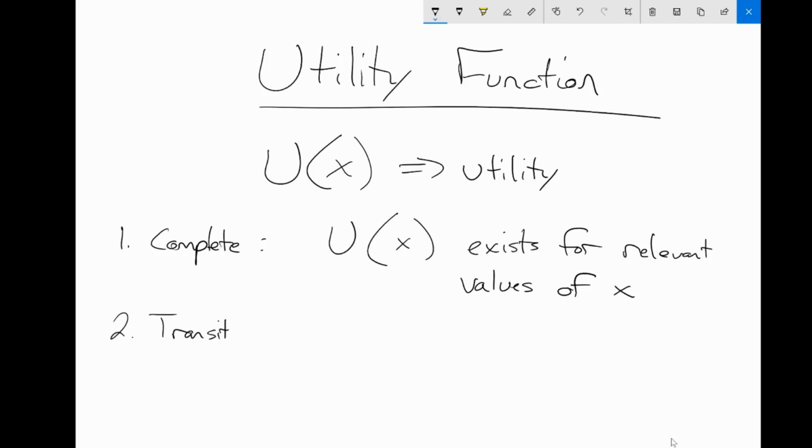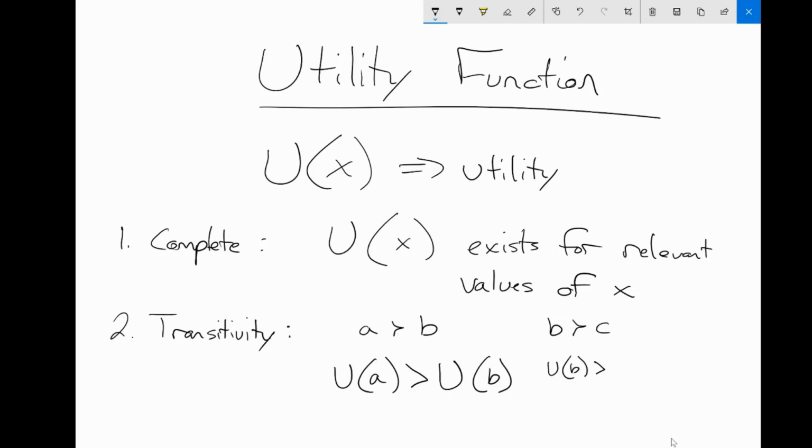Transitivity. All right. Transitivity means that those same principles that we laid out before are going to apply for the utility function. Let's say if I preferred A to B, that means that I get more utility from A than I get from B. If I prefer B to C, that means I will get more utility from B than I get from C. By transitivity, this will imply that I get more utility from A than I get from C.